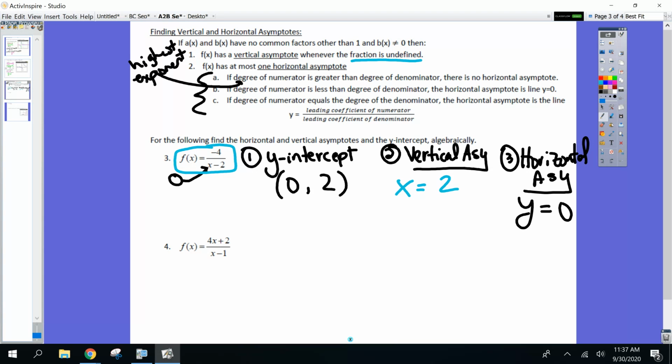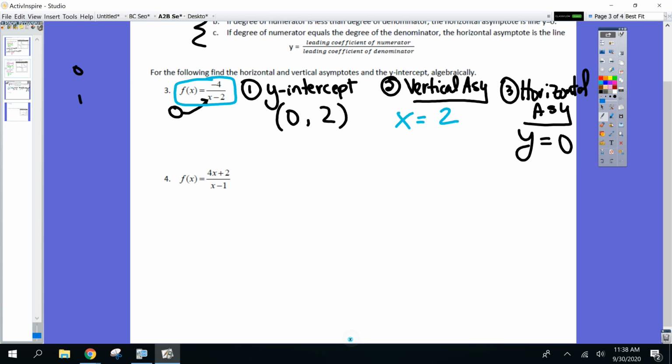What's in the numerator here on number 3? -4. There is no exponent, right? So we say it's 0. In the bottom, what's the highest exponent? 1. It's on the x. So which one had the highest exponent? The numerator or the denominator? Denominator. So if that's the case, we say the horizontal asymptote is always the line y equals 0. Okay? Everybody okay? Well, I know 1 doesn't make us great, so let's keep going.